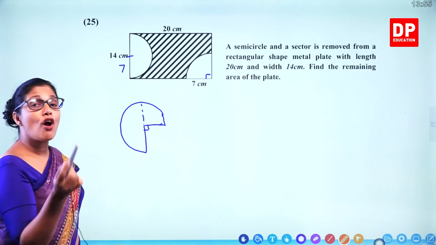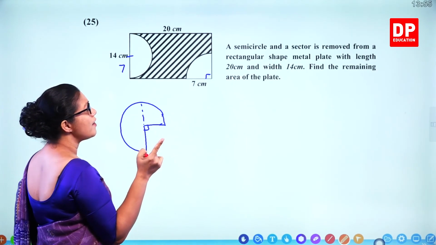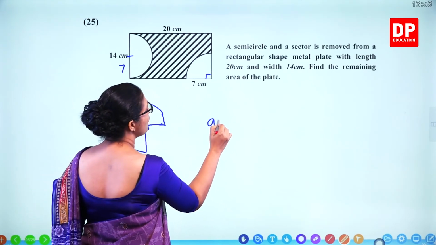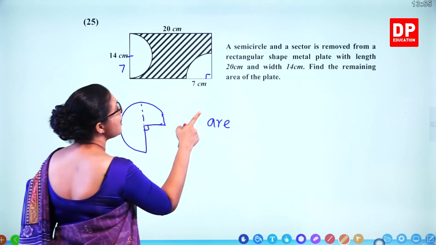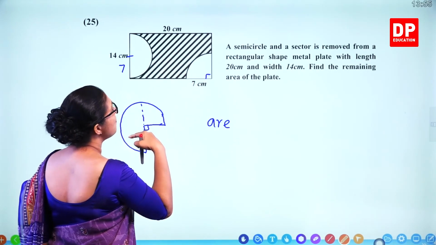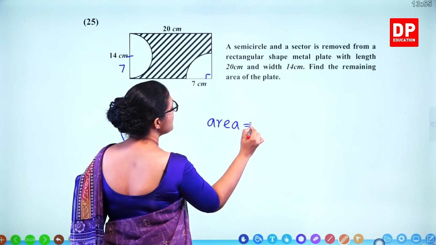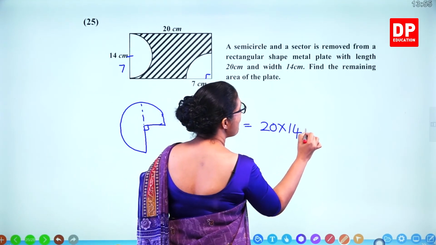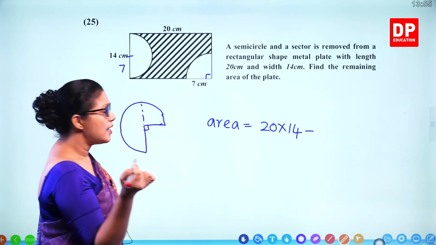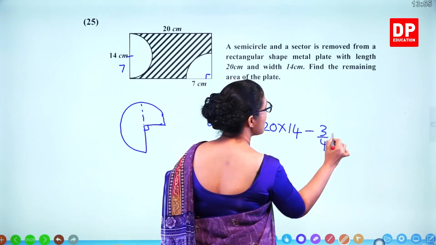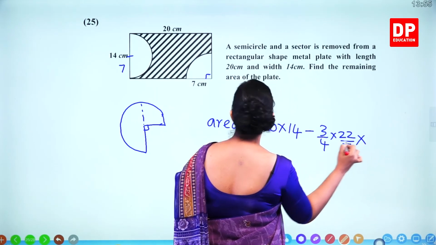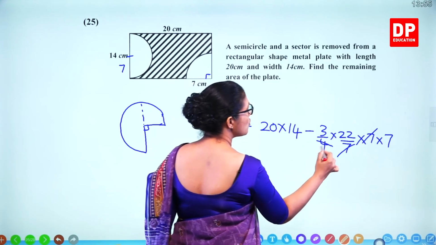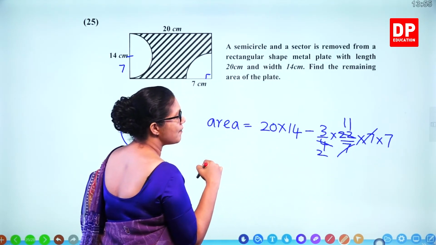So first find the area of the rectangle minus the area of the unshaded part. Find the remaining area of the plate. That means the shaded part. The area becomes the area of the rectangle, 20 times 14, minus 3/4 of the area of the circle. 3/4 pi, that's 22/7, R is 7, so 7 squared. 7 gets cancelled out, 2 with this one, 11.